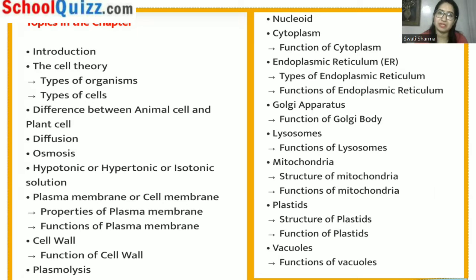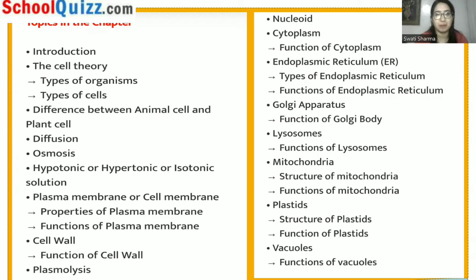As from smaller classes also we have seen that cell wall is present in plant cell but it is absent in animal cell. So this is one of the major differences. Then we will witness the process of diffusion, in which we will see the movement of solute in solvent without the involvement of any semi-permeable membrane. Then is osmosis, in which semi-permeable membrane is used. Then hypotonic, hypertonic or isotonic solutions will be discussed in detail.